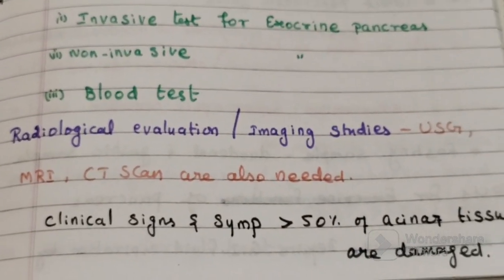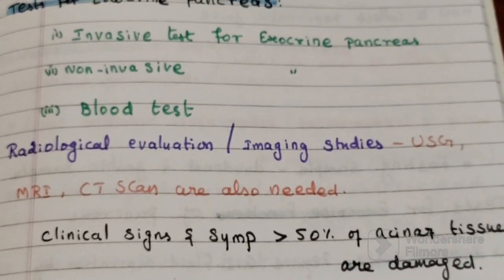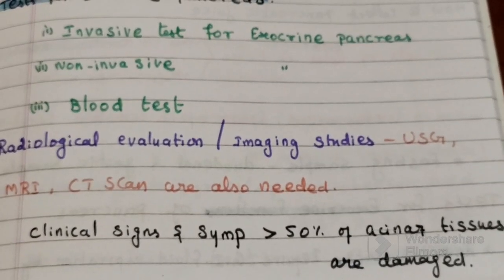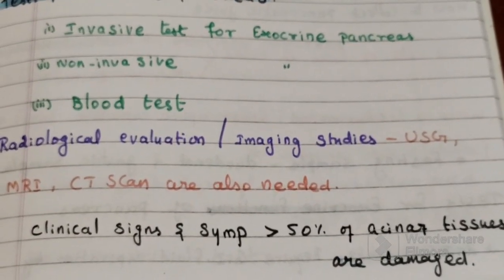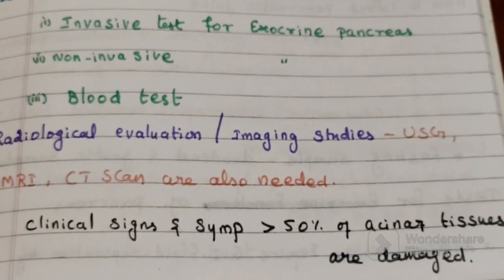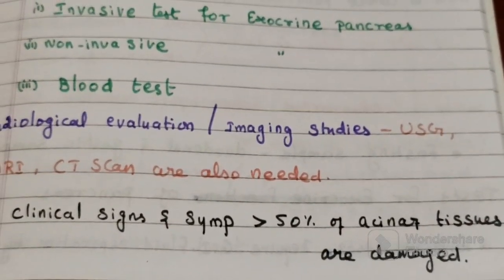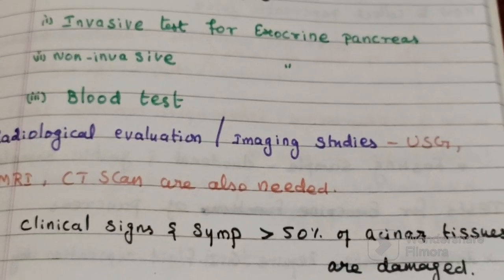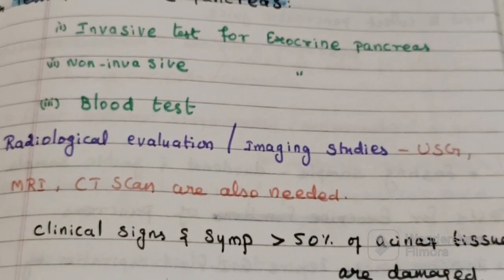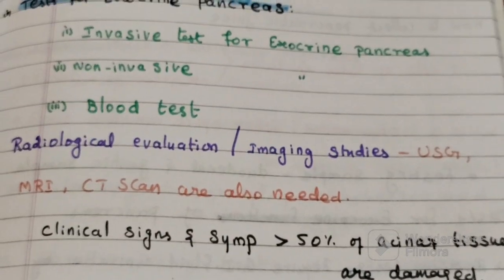The clinical signs and symptoms of pancreatic exocrine deficiency occur only when more than 50% of acinar tissue is damaged. So when more than 50% of acinar tissue is damaged, then only signs and symptoms will occur.